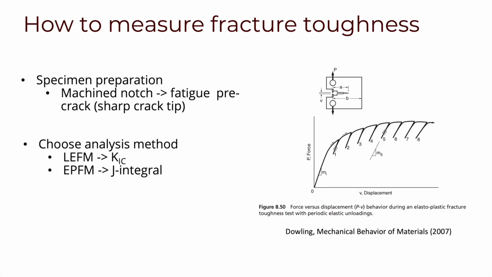Next, we choose the appropriate analysis framework. If the material behavior is mostly elastic with a small plastic zone, we use linear elastic fracture mechanics and obtain K1C. If significant plastic deformation occurs, we use elastic plastic fracture mechanics and characterize toughness using the J-integral.